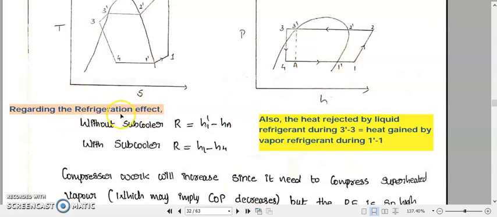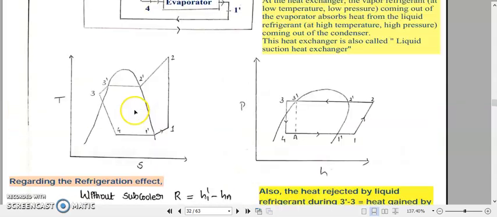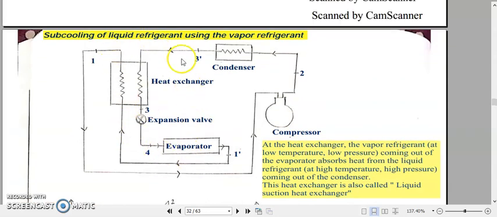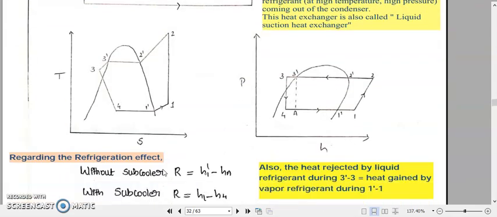Now let us discuss how this subcooling of the liquid refrigerant using vapor refrigerant affects the total refrigeration effect of this refrigeration equipment. So let us focus on our TS diagram and pH diagram, especially the pressure enthalpy diagram, because the pressure enthalpy diagram is more useful when we are discussing the refrigeration terms.